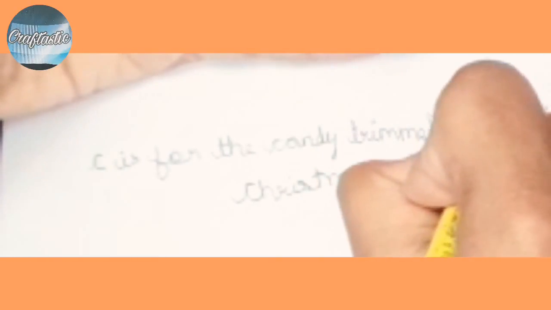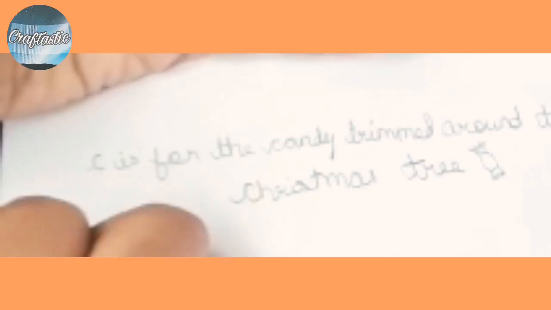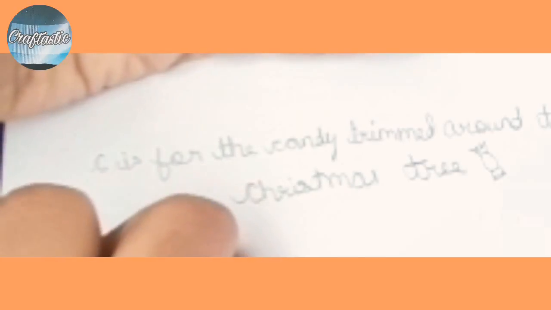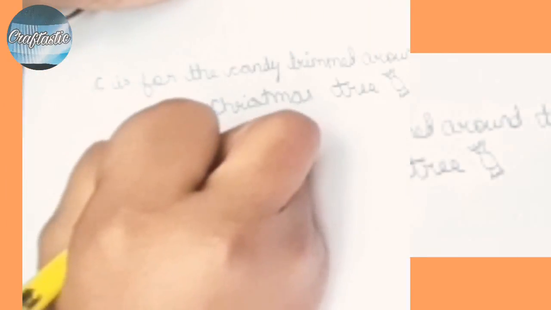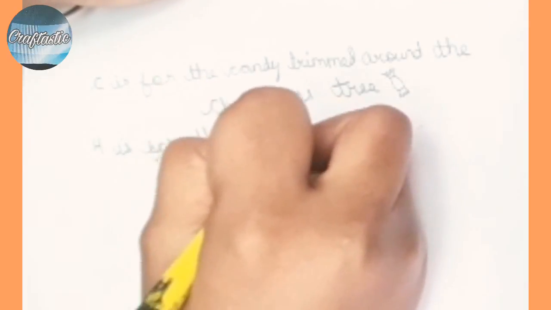So C is for the candy tree trimmed around the Christmas tree. I wrote that, and after that I drew a small candy. Then it's done for C, then H. Okay, so H: I will write H is for the happiness with the family. After it I will draw a happy face.